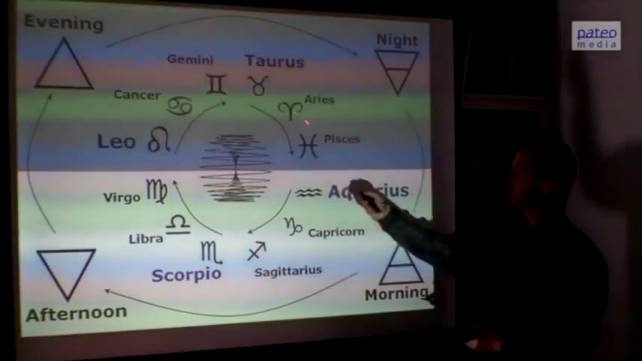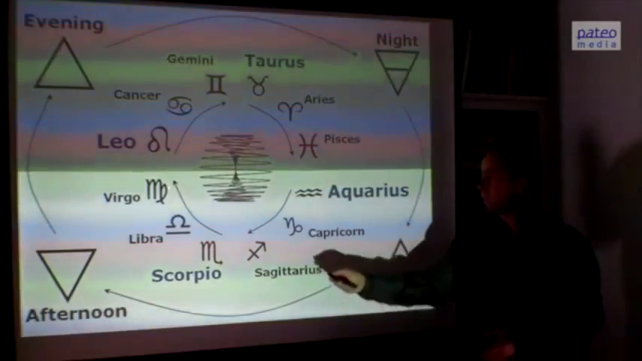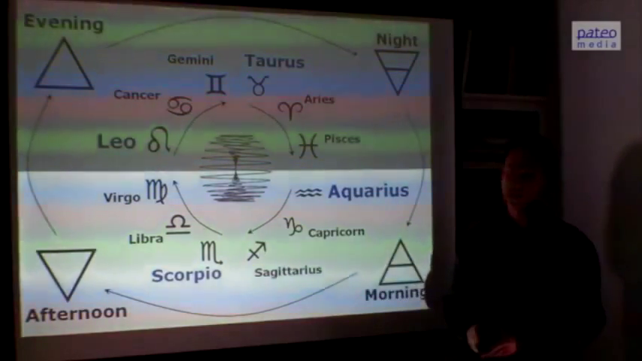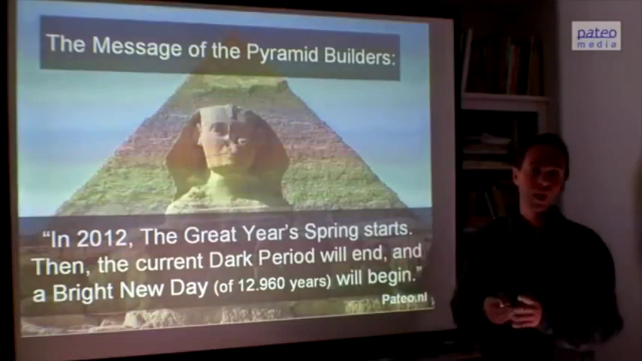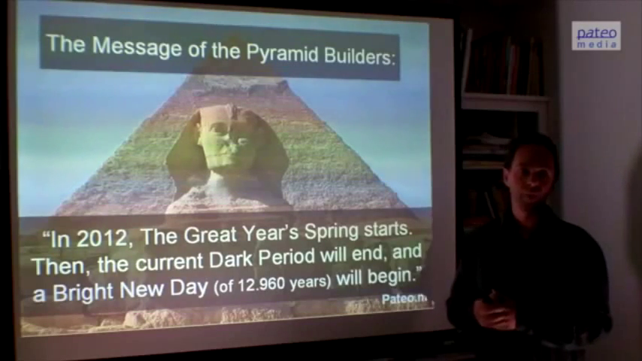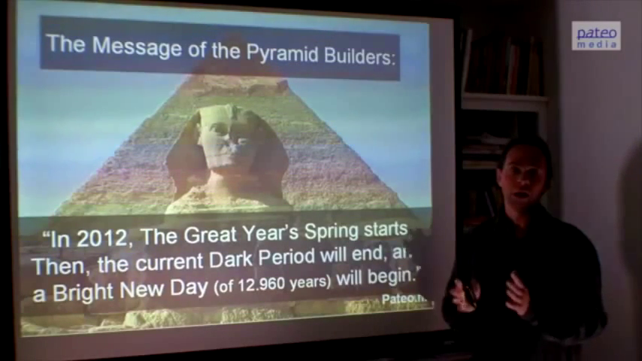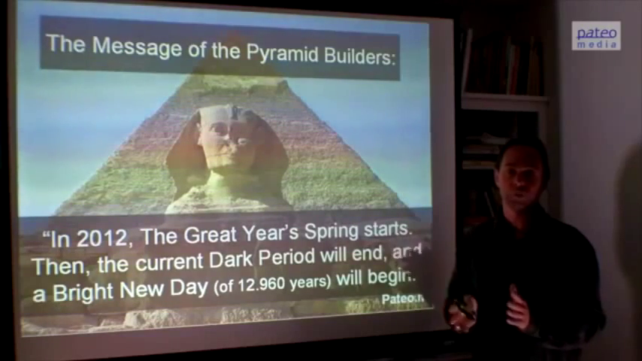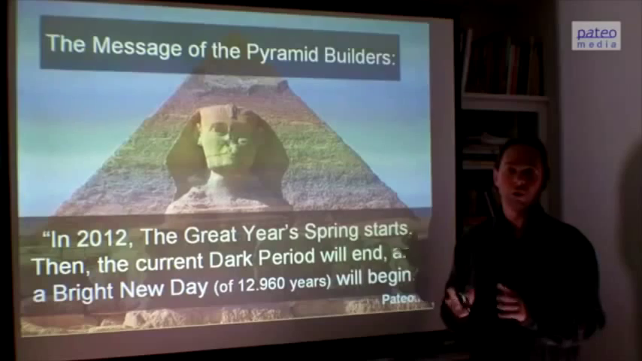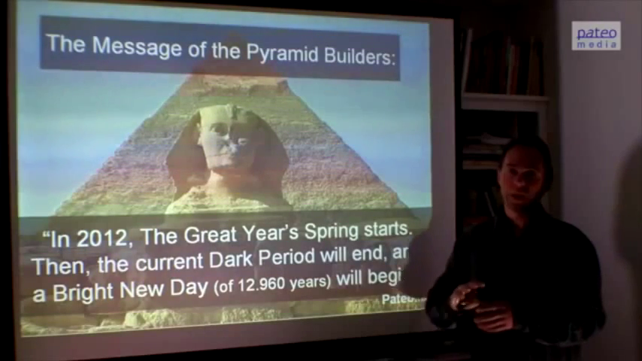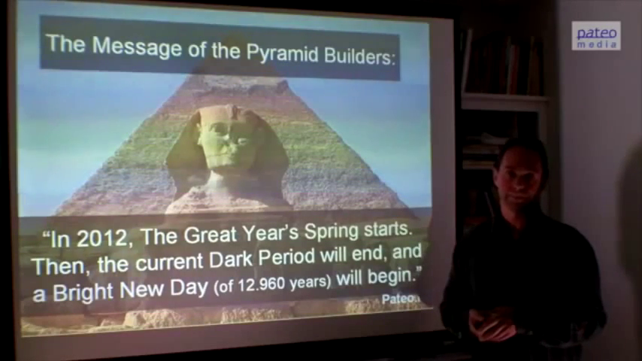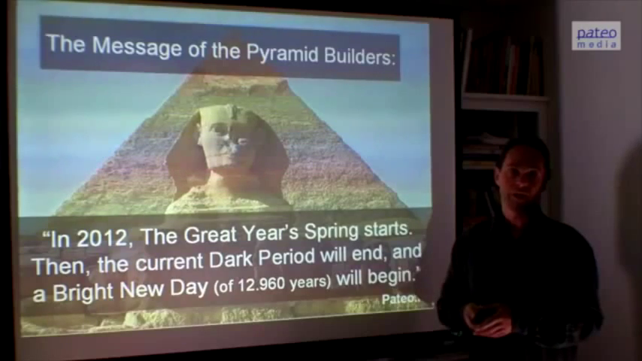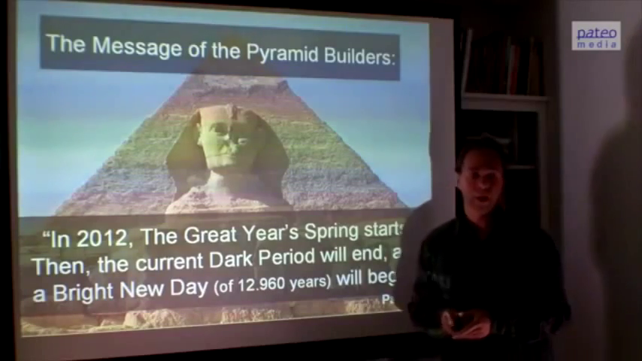So we had 13,000 years of darkness, and then we will have again 13,000 years of light. And that is the message of the pyramid builders. In 2012, the Great Year spring will start, bringing a bright new day. And that is why all the dark systems we have now, the money system, the control system, all the divide and conquer that is going on, all those things will disappear. We will make a full new start. We will reinvent everything and we'll start a new way of living on this planet. That is the message of the ancient pyramid builders. 8,000 years before the ancient Egyptians came to live there. 8,000 years.